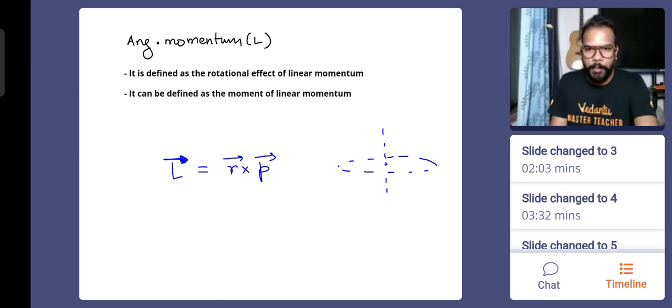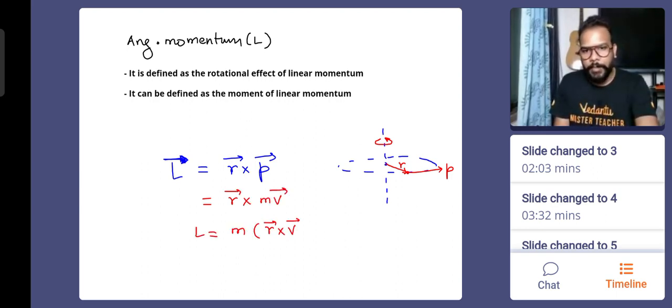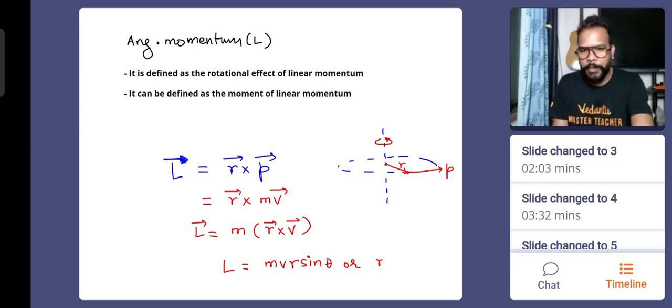So maybe a body is moving in a circular path, okay, and say it is currently here. So this body will have its linear momentum P acting at a distance R. So we can say that due to this rotation, the angular momentum is going to be R cross P. We can also write it down as R cross M into V, that means M into R cross V. This is also how you can represent angular momentum. Means magnitude is going to be MVR sine of theta, or R into P sine of theta. This is the basic definition of angular momentum.